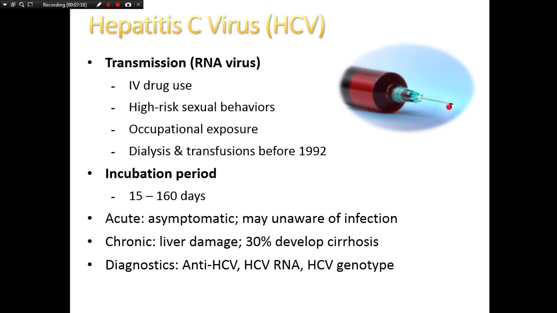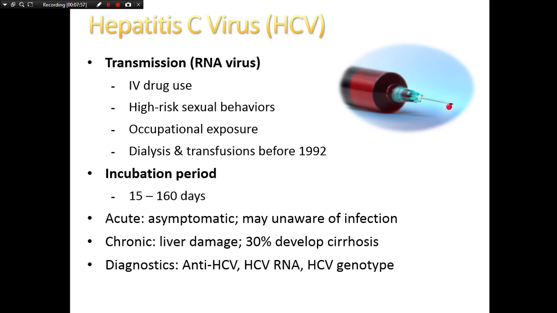So hepatitis C virus, it's an RNA virus that's transmitted through IV drug use, high-risk sexual behaviors, occupational exposure, dialysis patients, and anybody who's received a transfusion before 1992. That was prior to donations of blood being tested for Hep C, Hep B. It wasn't a standard as it is now. The incubation period is 15 to 160 days. These patients can also progress to a chronic state, so you can have acute or you can have chronic.